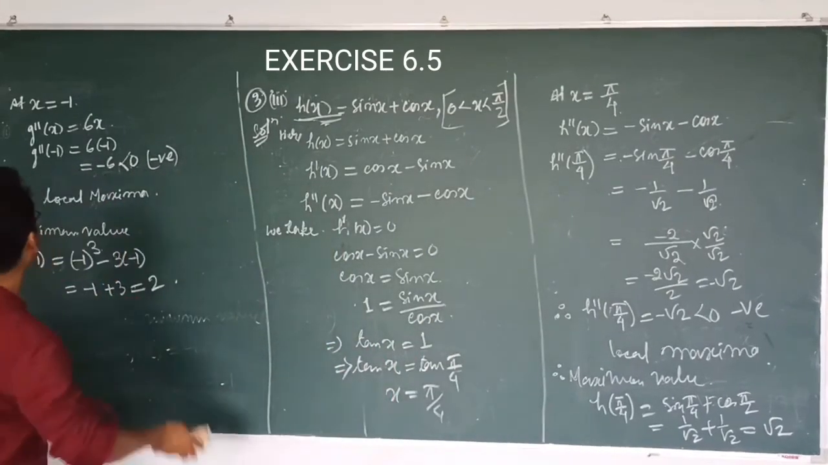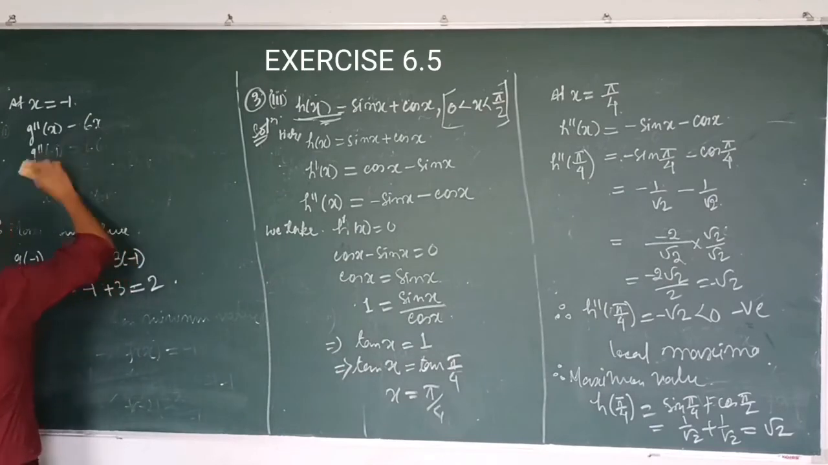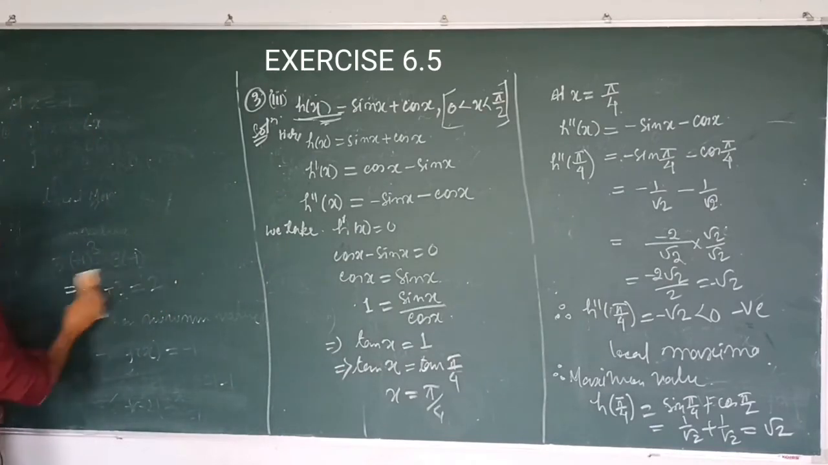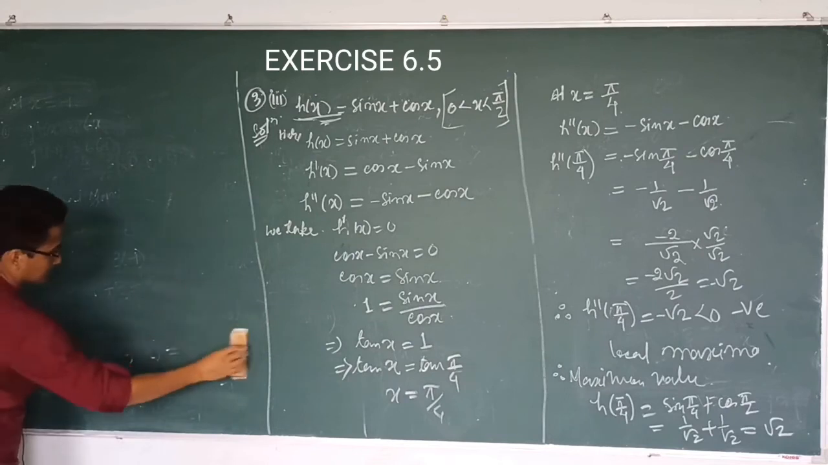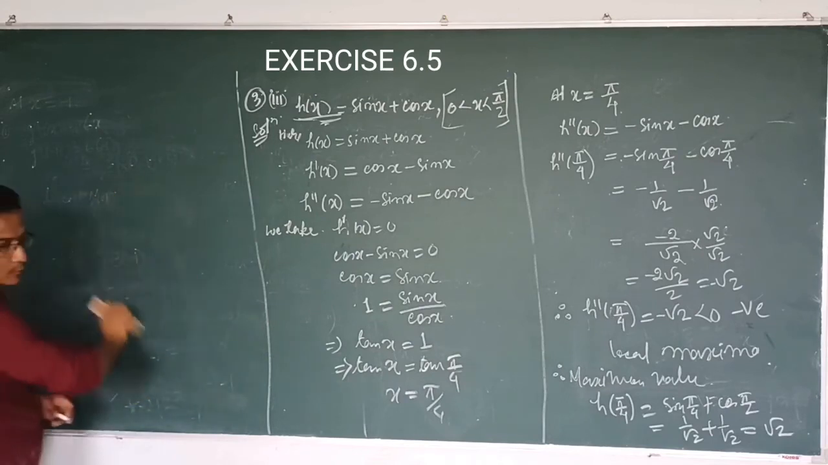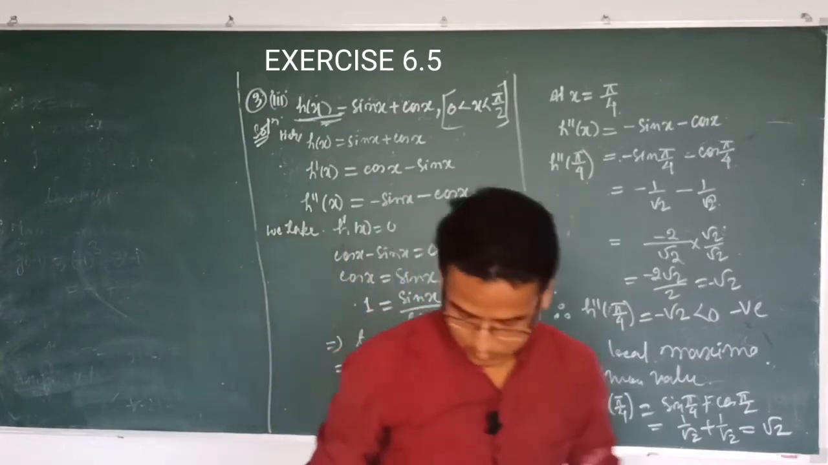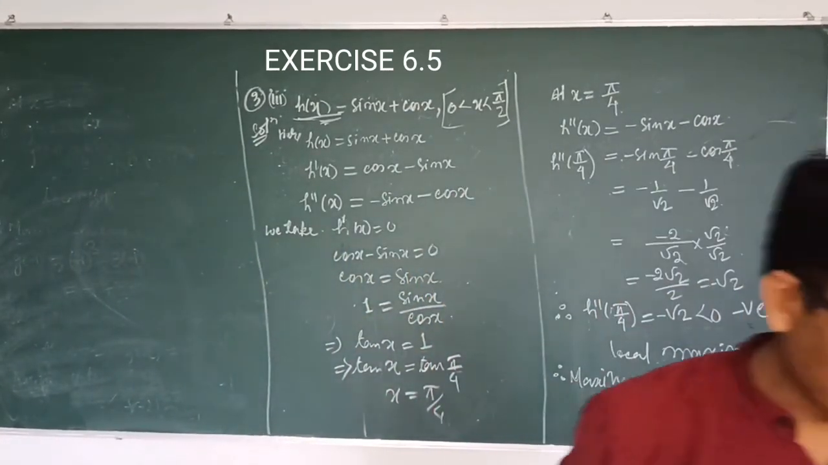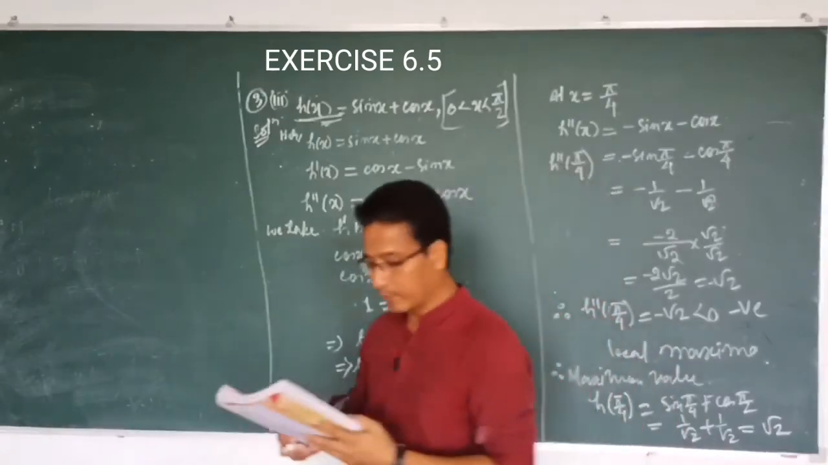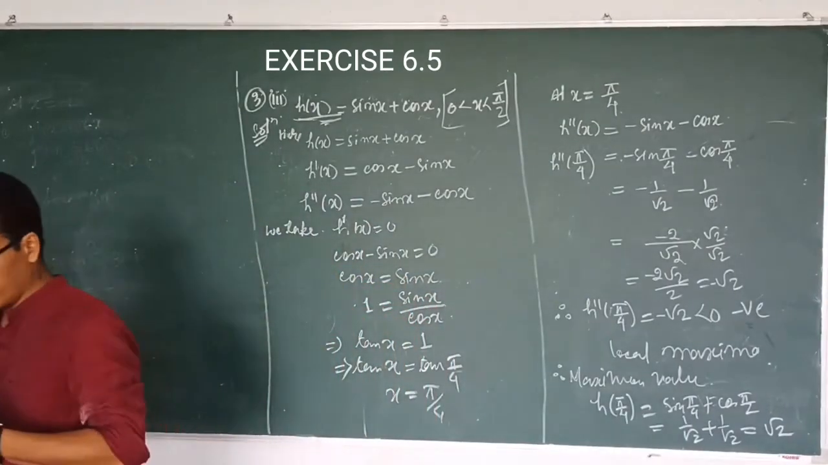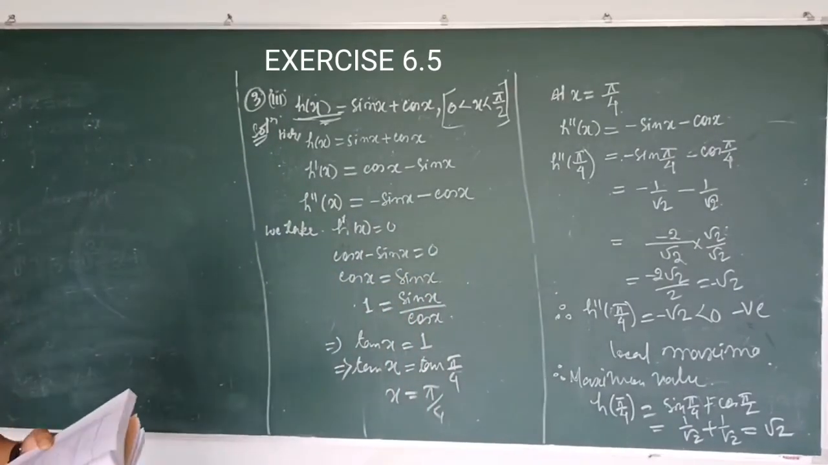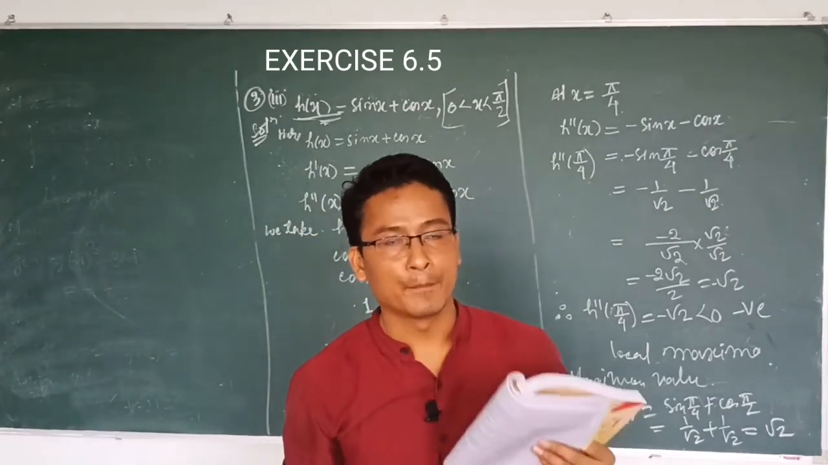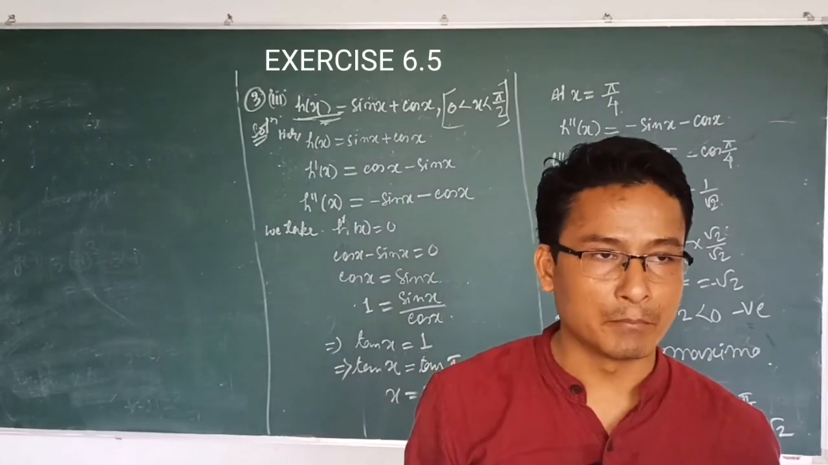Now next question, question number 4. Let's go for question number 4. Prove that the following functions do not have maxima or minima.